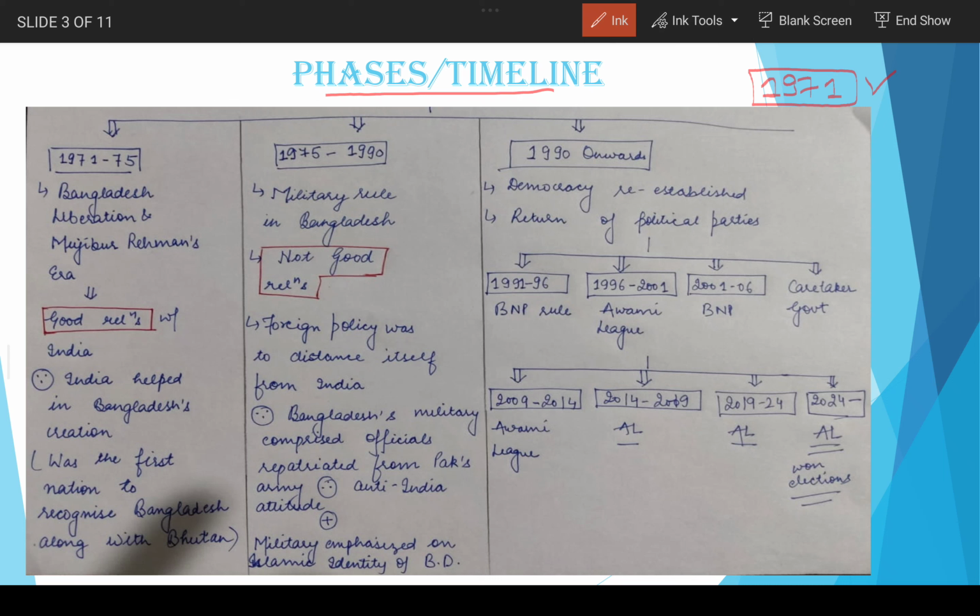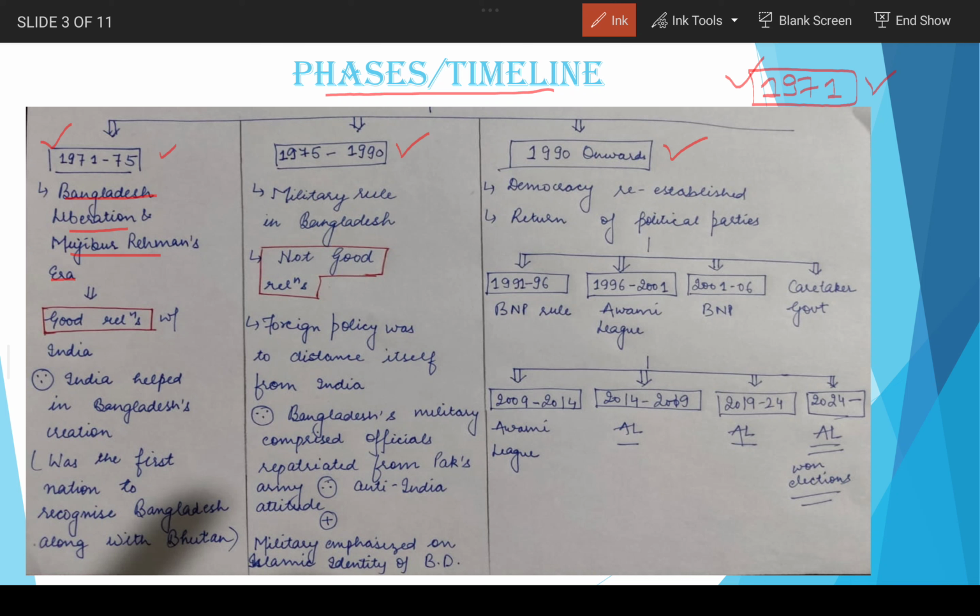Okay, so India helped. Here I'll be saying that yes, India helped Bangladesh to get independence in 1971. This era is actually called Mujibur Rahman's era, where Bangladesh got its liberation. So the phases are 1971 to 75, then 75 to 90, then 90 onwards, and we have also subdivided 1990 onwards, after democracy was re-established. Let's talk about these phases in greater detail.